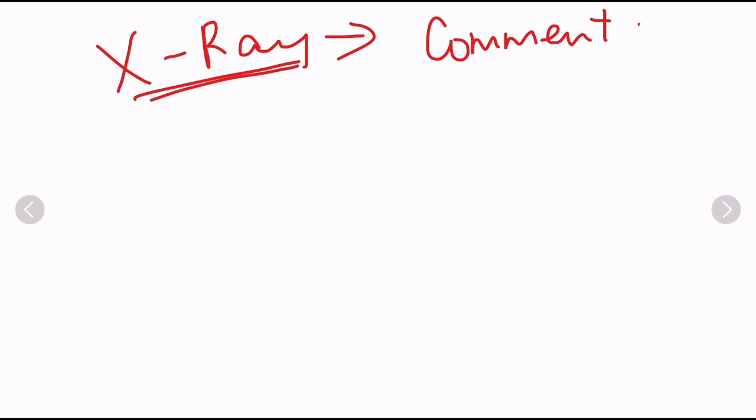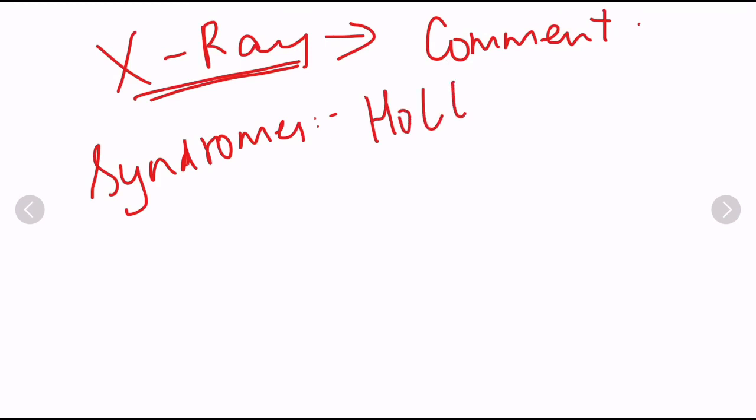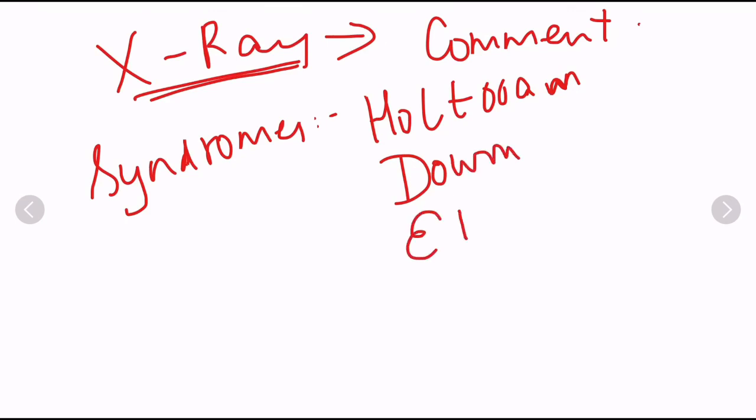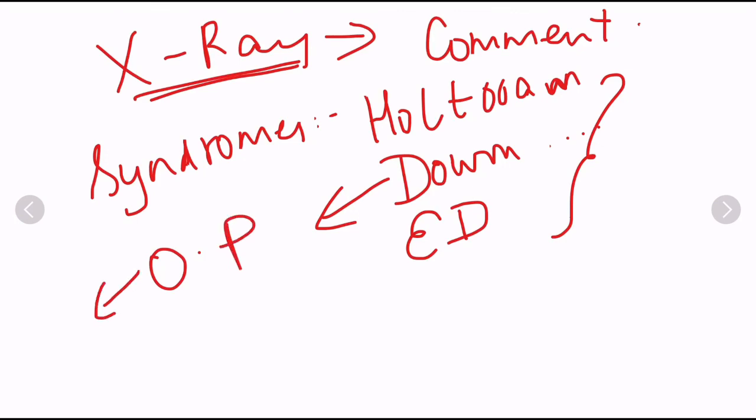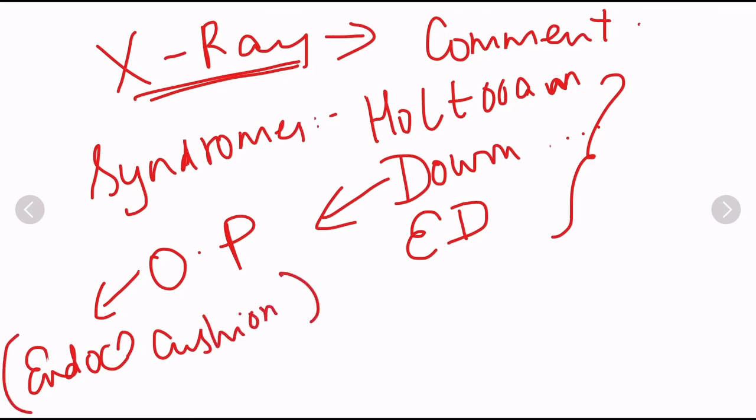And there are certain syndromes which are associated with ASD. The syndromes include Holt-Oram syndrome, Down syndrome, and so on. But if you want some more, I can say Ehlers-Danlos syndrome too. These are very important, and Down syndrome is going to cause ostium primum defect, which is predominantly an endocardial cushion defect. So an endocardial cushion defect is what occurs in Down syndrome.